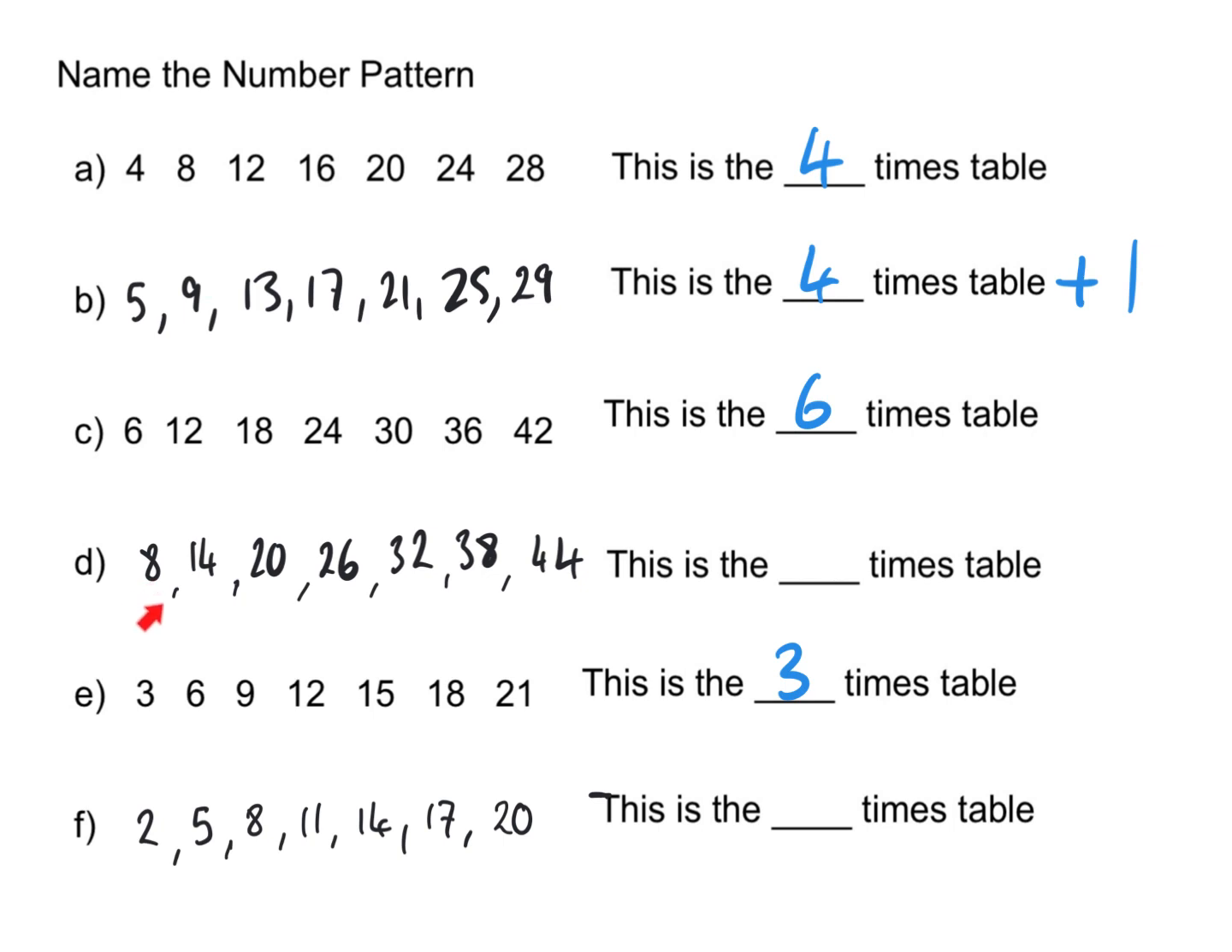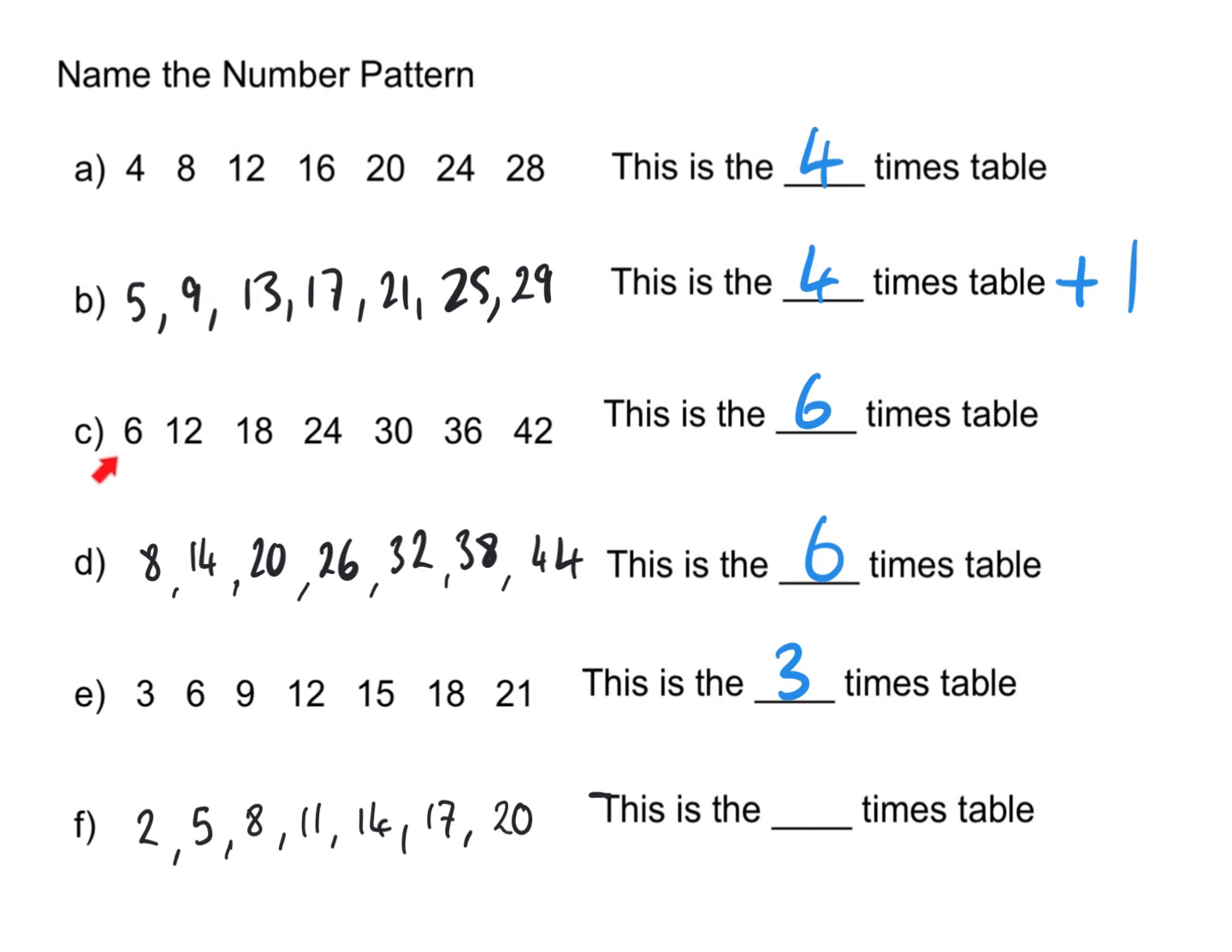So, 8 to 14 is a jump of 6. 14 to 20 is a jump of 6, 20 to 26 is a jump of 6. So it's going up in jumps of 6, which means it's connected to my 6 times table. But again, that sentence on its own is not true. This is definitely not my 6 times table. My 6 times table is this set of numbers here.